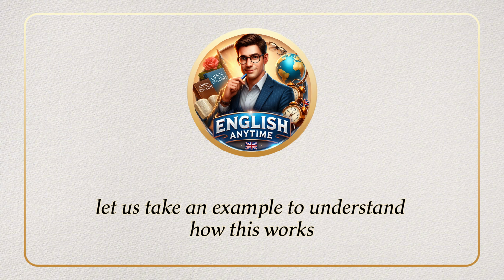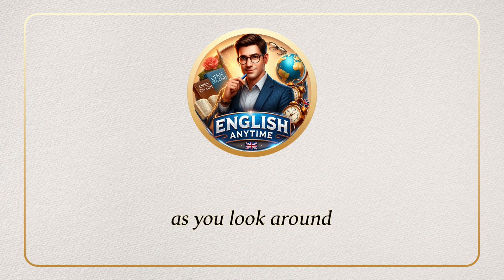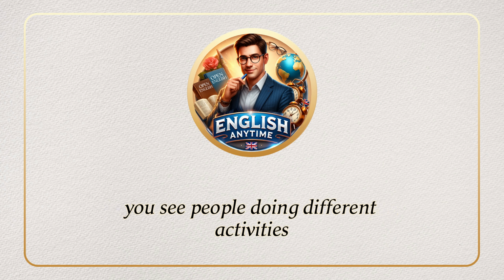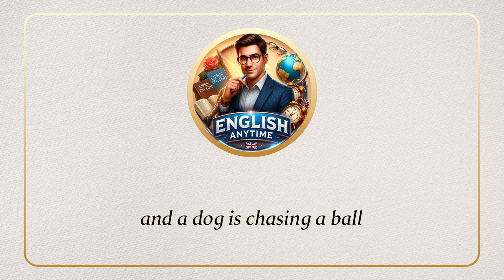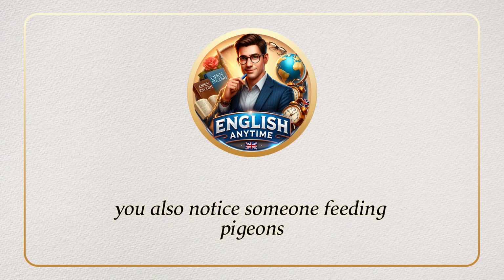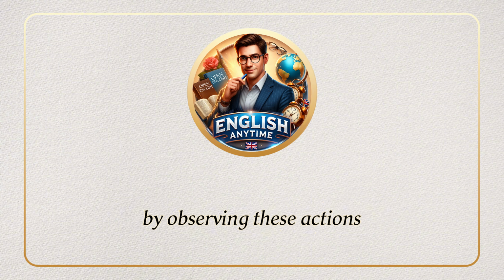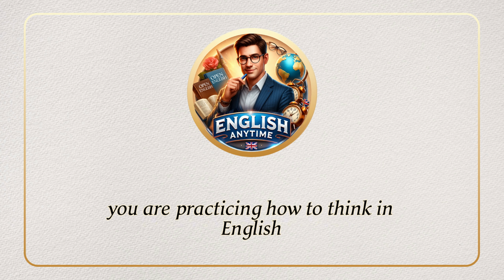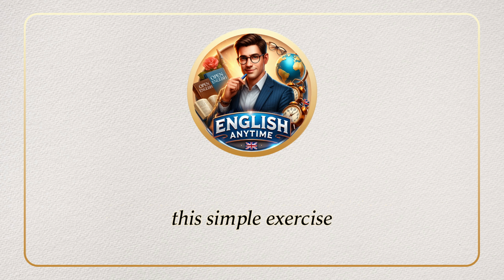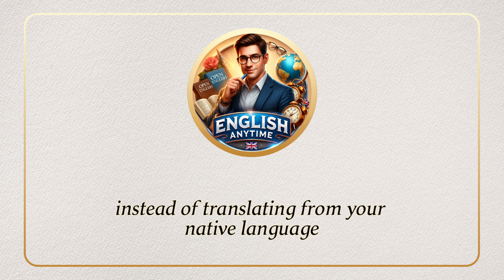Let us take an example to understand how this works. Imagine you are walking through a park. As you look around, you see people doing different activities. Some people are running, others are talking, and a dog is chasing a ball. You also notice someone feeding pigeons. These activities can all be described using verbs: run, talk, chase, and feed. By observing these actions and identifying the verbs in English, you are practicing how to think in English. This simple exercise helps your brain associate actions with English words instead of translating from your native language.